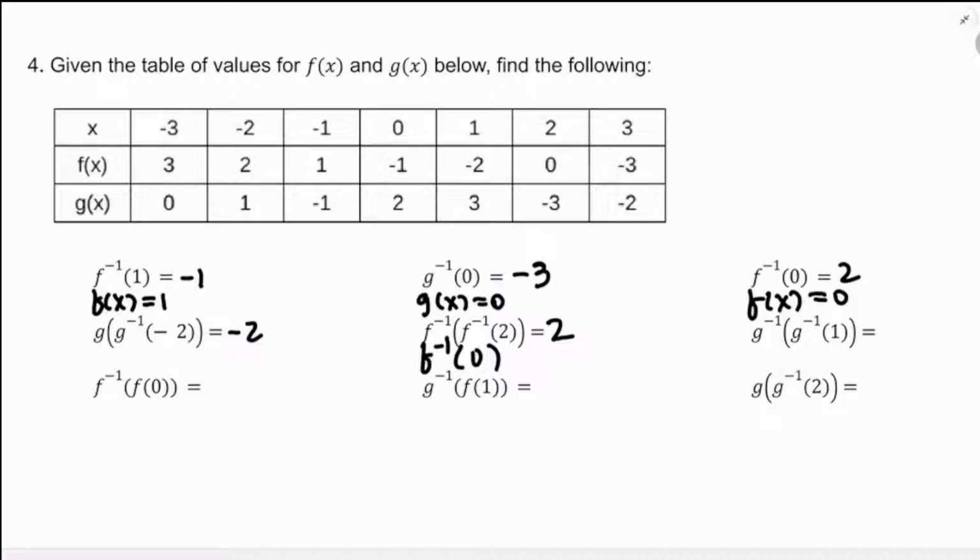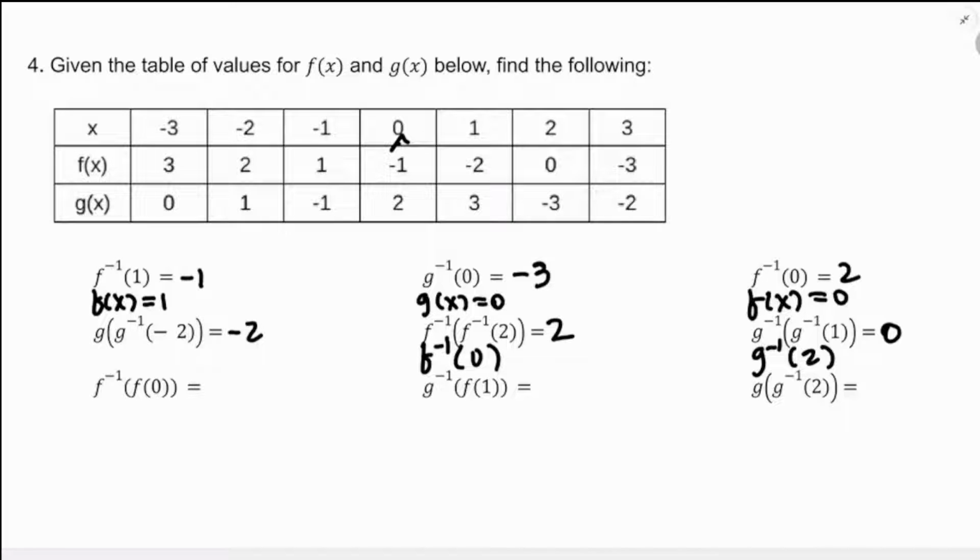Okay, g inverse of g inverse of 1. So g inverse of 1, g of x equals 1 right here. It's x equals 2. So I'm taking g inverse of 2, and so I'm looking for where g of x equals 2, and that's equal to 0.